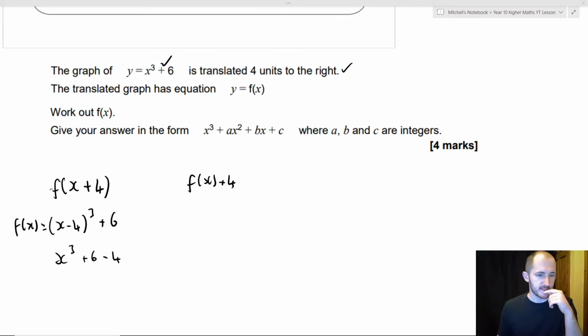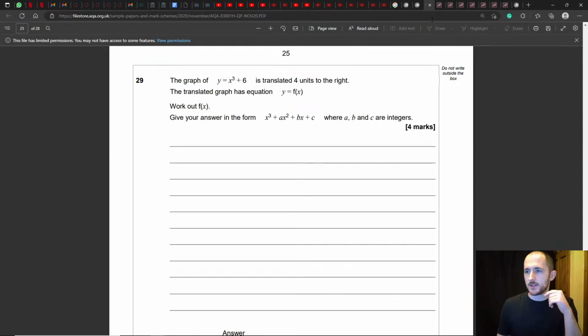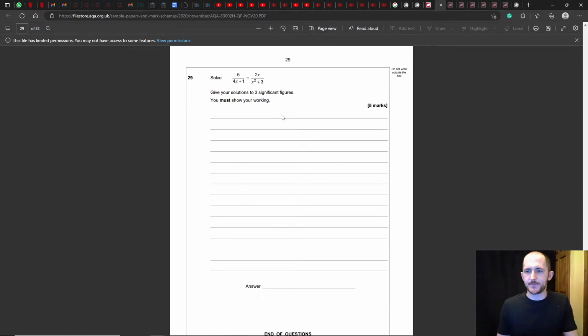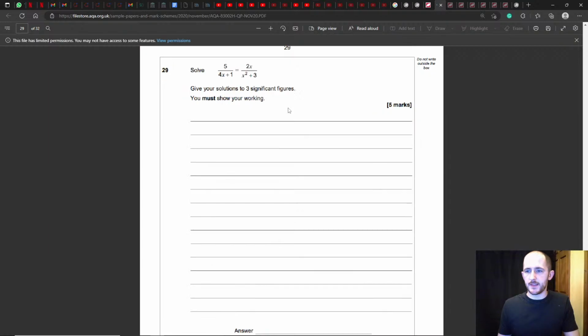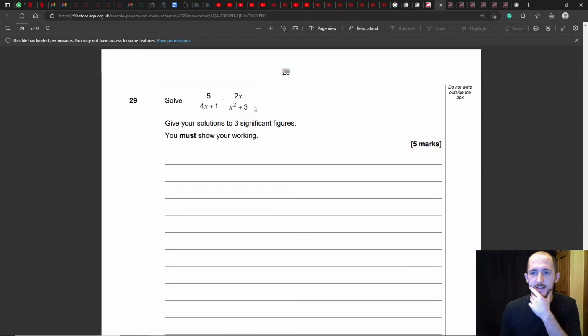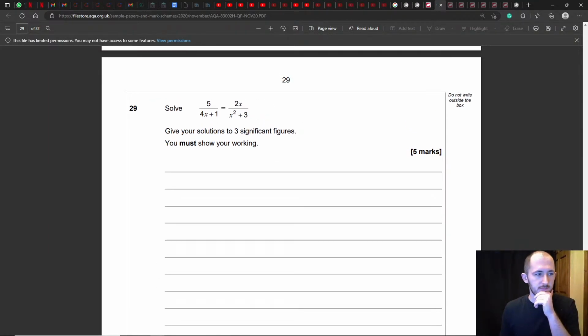The next one is a 5 marker. Again, it's just a solving algebra question. But a lot of students found this one tricky as well. And it's probably because x turns up 3 times in the expression. I know, yeah. So these are very common. But again, a lot of people find these tricky.